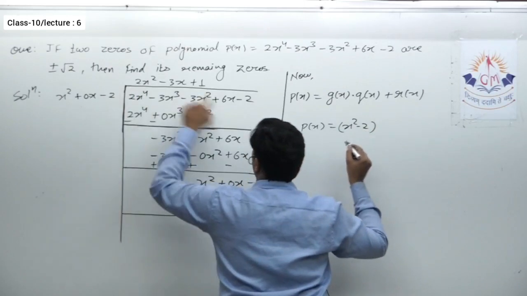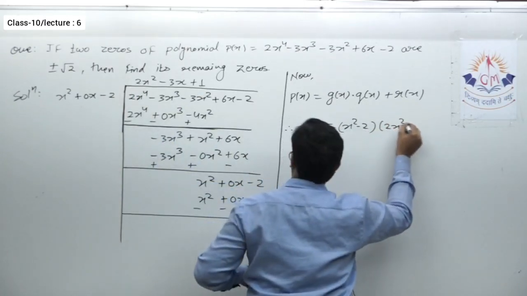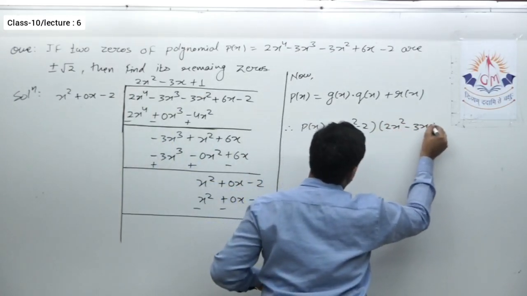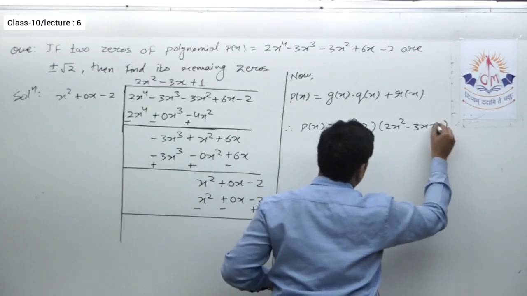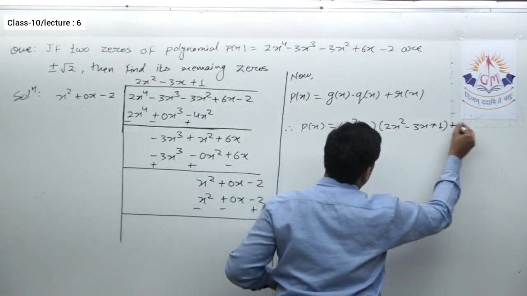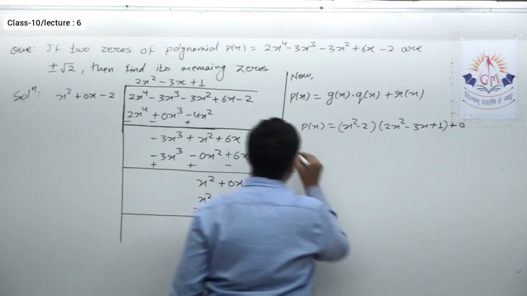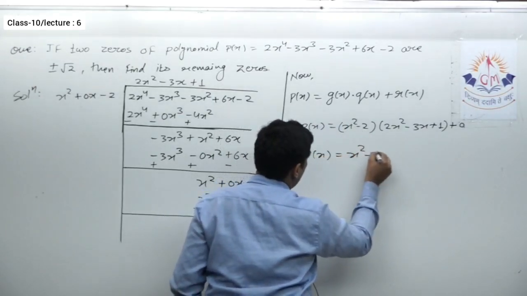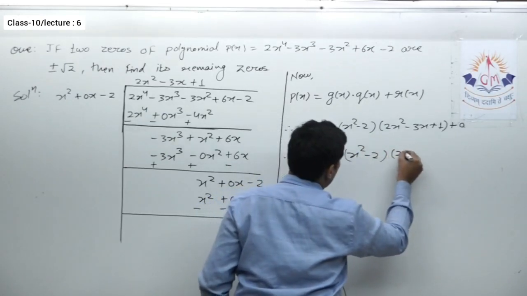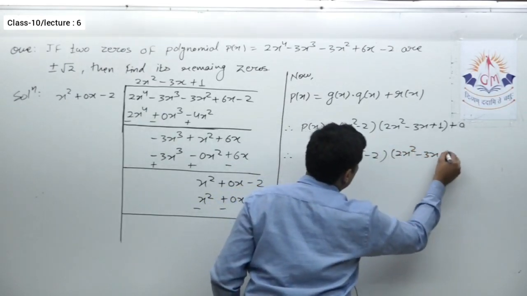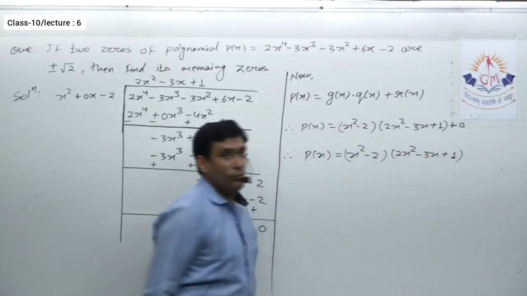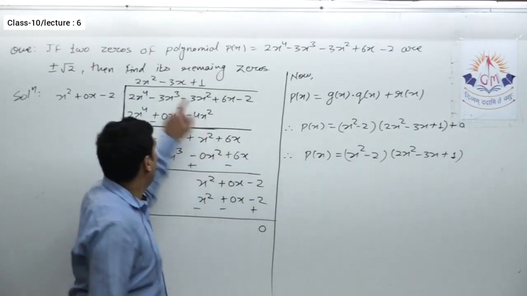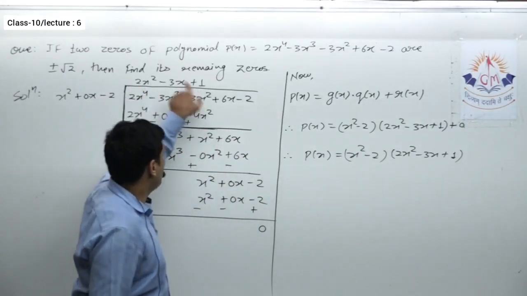Okay, and q(x) is 2x² − 3x + 1, plus the remainder, which is 0 only. Therefore I can write p(x) equal to (x² − 2) multiplied by (2x² − 3x + 1). Now to find the remaining zeros, I have to make this equal to 0.